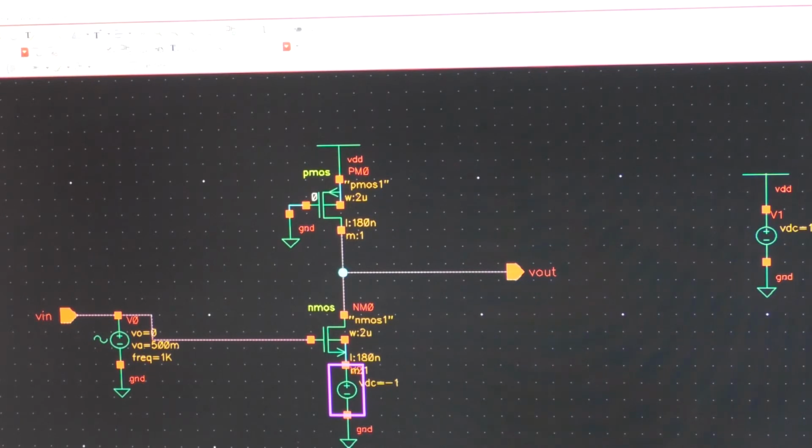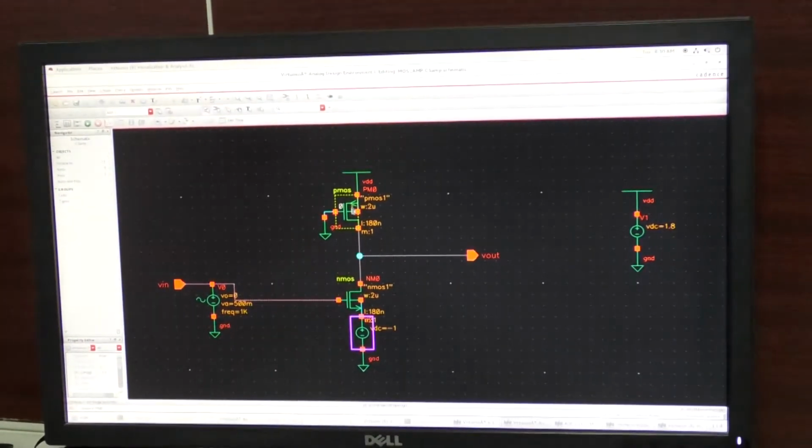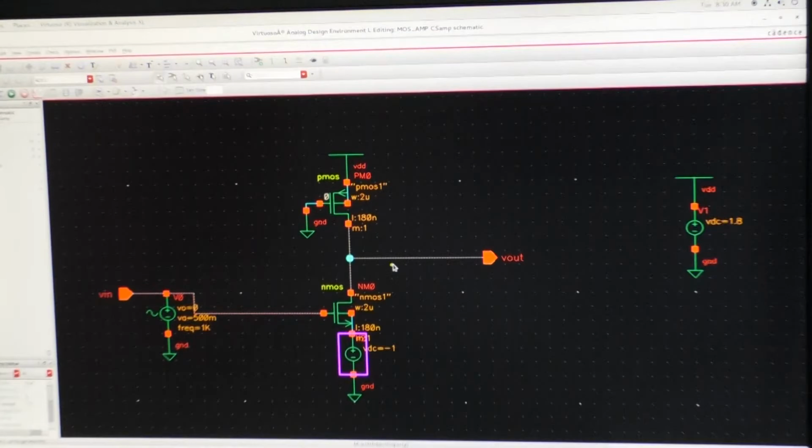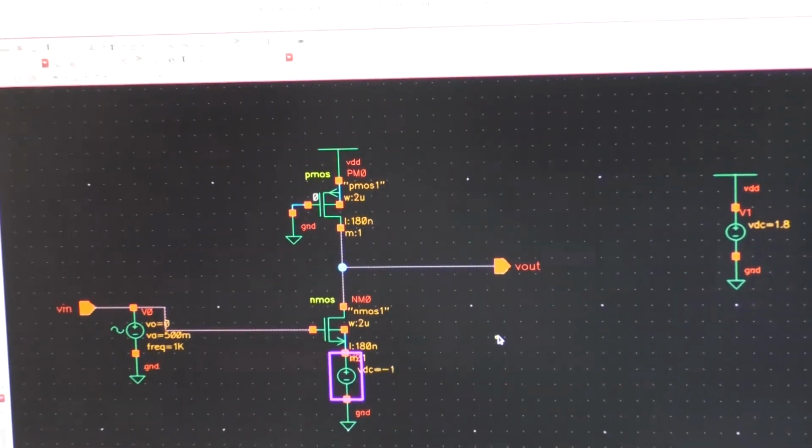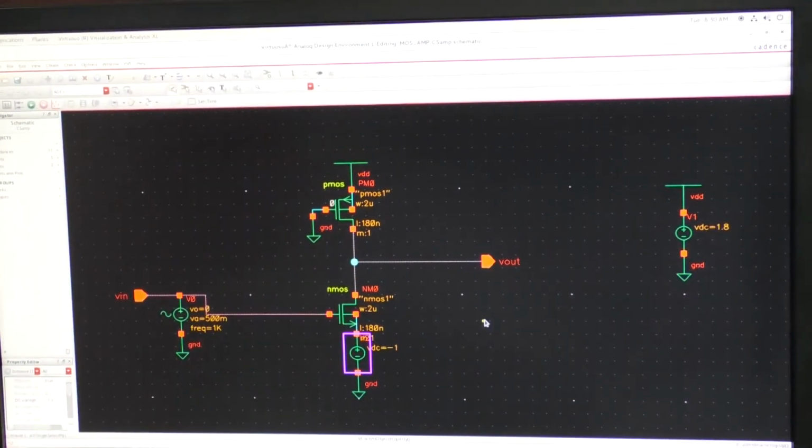This is similar to the common emitter amplifier, where in the common emitter amplifier also we get a phase reversal of 180 degrees between the output and the input. So you can make a note of this. So with this, we conclude the simulation and verification of the common source amplifier.